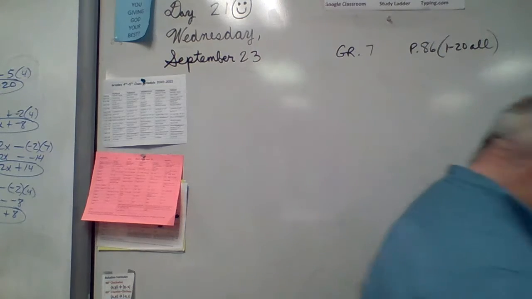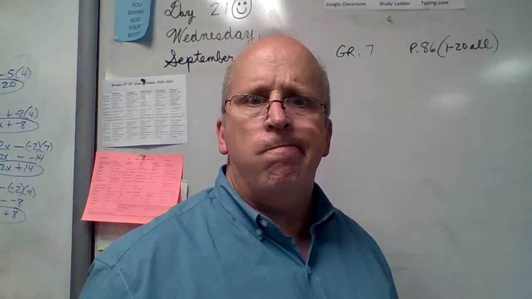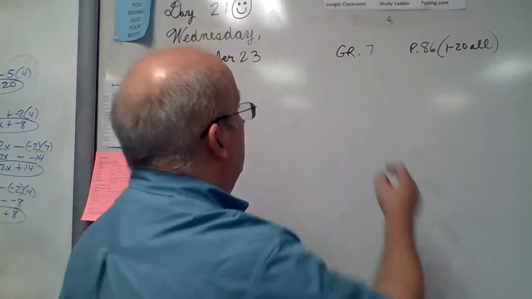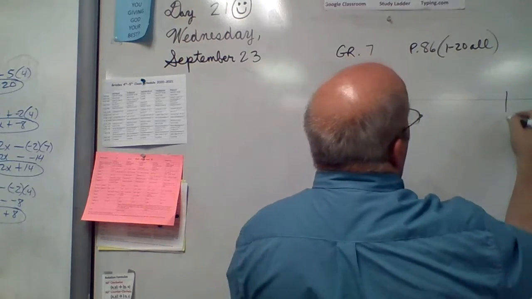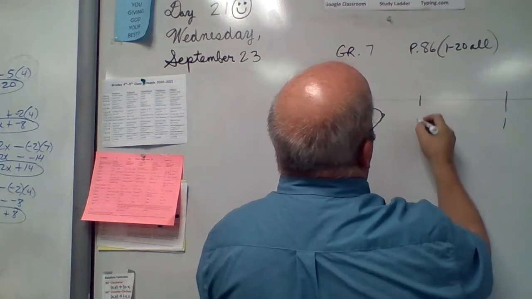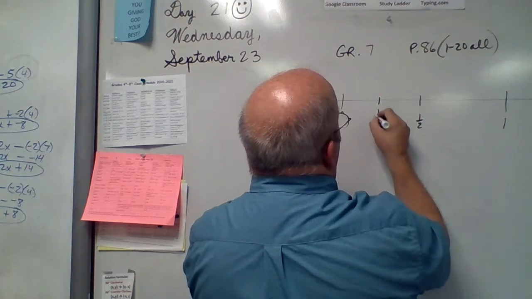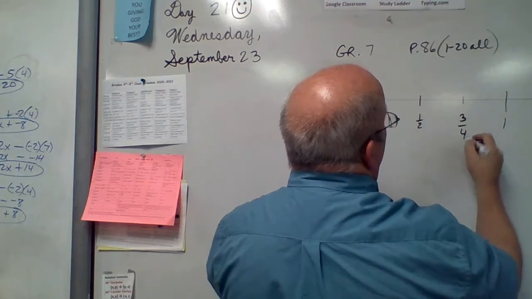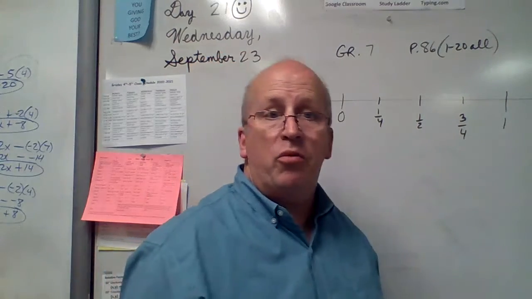Name 3 numbers that are between 1/2 and 3/4. Well, let's start by drawing a number line and think about what 1/2 and 3/4 are like. 1/2 is halfway between 0 and 1. We know that this would be 1/4, hopefully, and we know that this would be 3/4. They're asking for the names of 3 numbers that lie somewhere in between here.